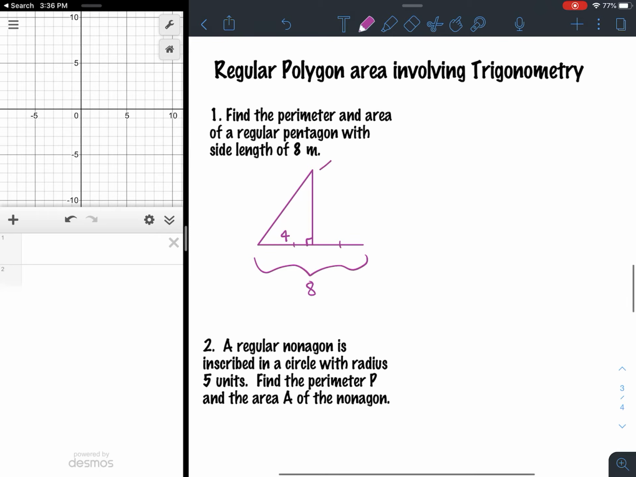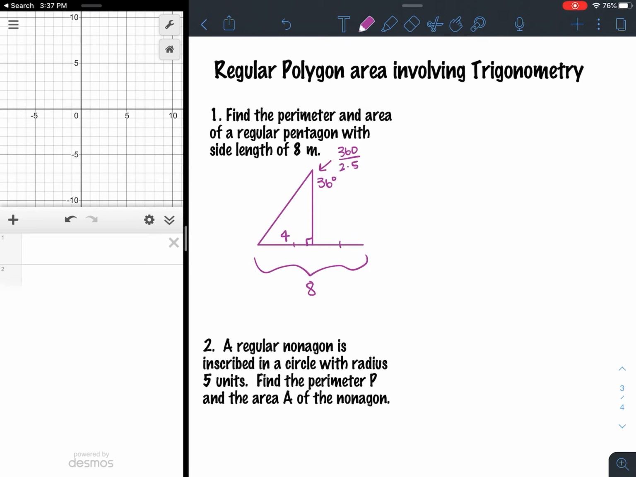When we have a pentagon to find this top angle, we're still going to do 360 divided by 2 times the number of sides. So this angle up here is 36 degrees. That tells us that we're going to have to use trig. So make sure that if you're using Desmos right now that everything is in degree mode. Also with your calculator, everything is in degree mode.